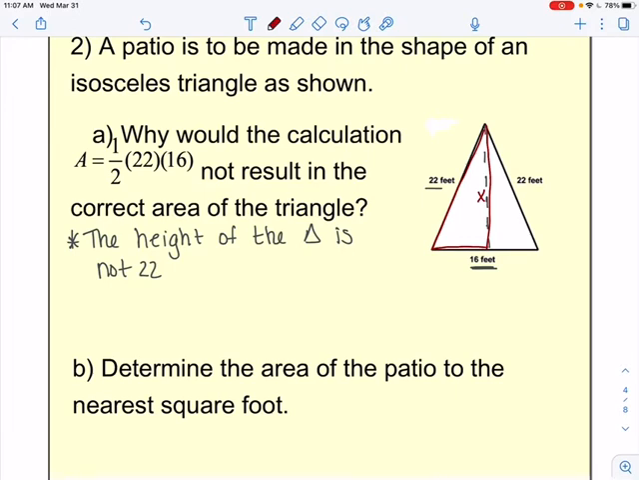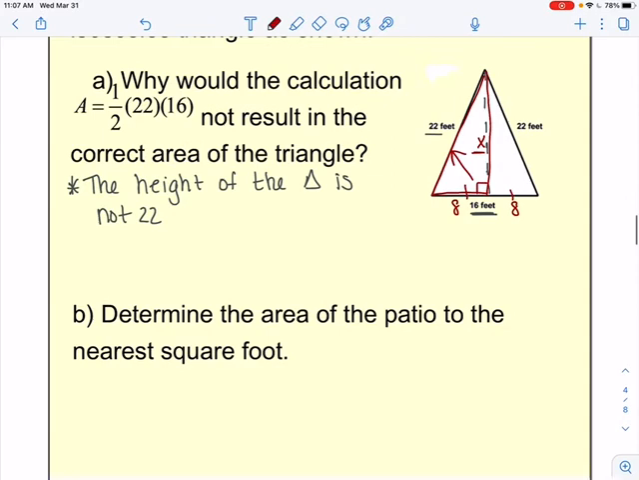Since this is an isosceles triangle, my base is getting bisected, which means each piece here will be 8 units long. Now if I'm concentrating on just that burgundy triangle on the left, that's a right triangle. I am missing one side of that right triangle, which means we can use the Pythagorean theorem. First, I'm going to find the height.